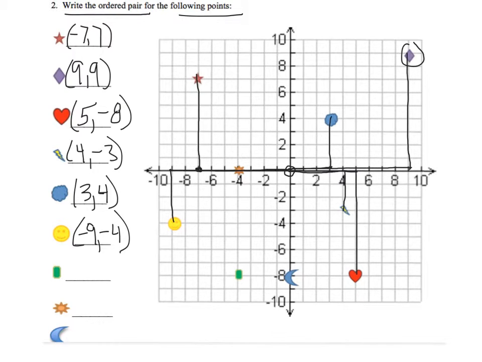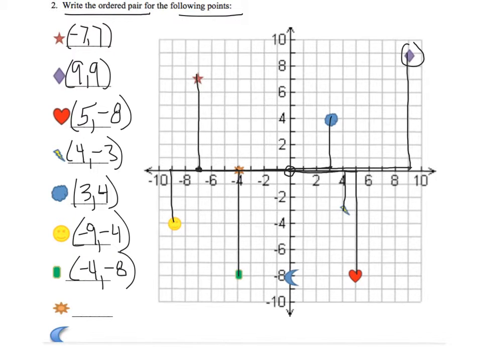The next one looks like an emerald from my Minecraft experience. That's got to be an emerald. Starting at the origin, we're going to go along the x-axis to -4. Then from the x-axis, I'm going to go down into quadrant 3, all the way down to -8. And there's my ordered pair for the emerald.